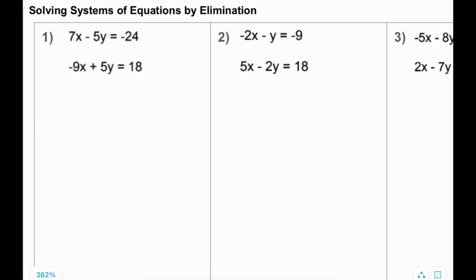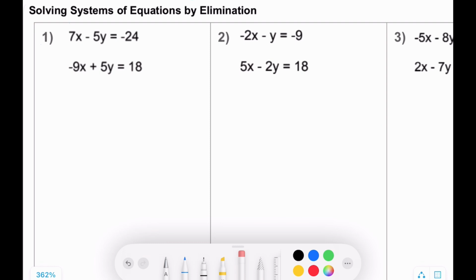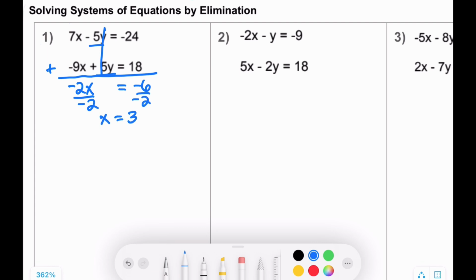For question number 1, I would eliminate the variable y because it has a -5 already. Hold on. It already has a -5 and a +5. So that's automatically my 0 pair. So I'm going to cross that out, and I'm going to add the 2 lines together. And I get -2x is equal to -6. Divide both sides by -2, and x is equal to 3.